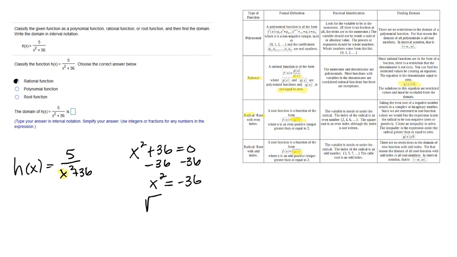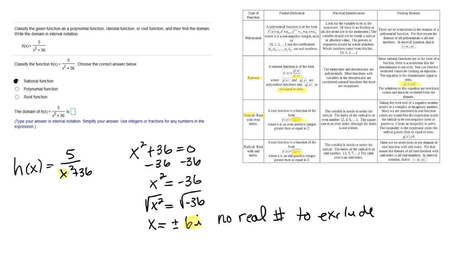Get rid of that square by square rooting both sides. The square root and square cancel each other out, but I gain a plus or minus symbol on the other side. Square root of 36 is 6, and square root of a negative would give me i. So because our solutions came out to be i, we don't have any real numbers to exclude.